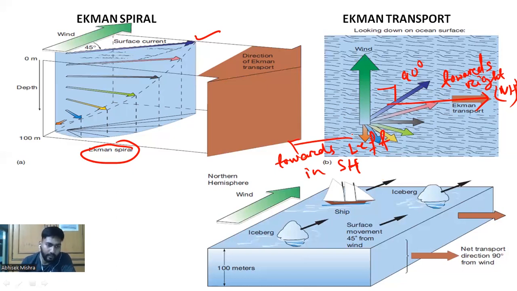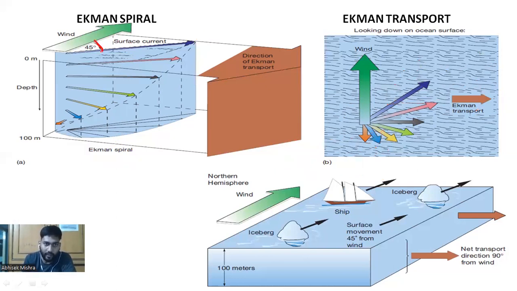So the surface layer, the topmost layer, will be at 45 degrees and the resultant 100 meter water column will be towards the right or left at an angle of 90 degrees under ideal conditions. However, in nature nothing is ideal. So the surface water movement is generally less than 45. The direction of movement of the topmost layer, which is in direct contact with the wind, is generally less than 45. It can range from 20 to 40 degrees.